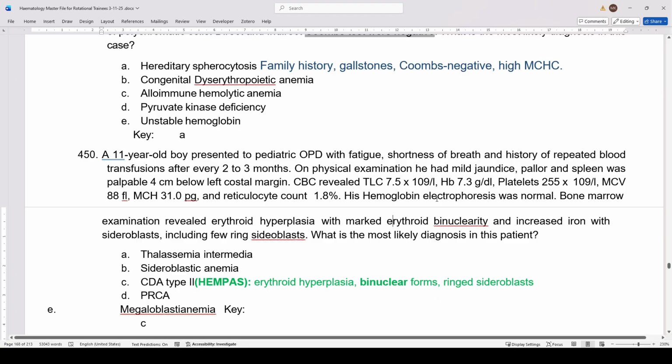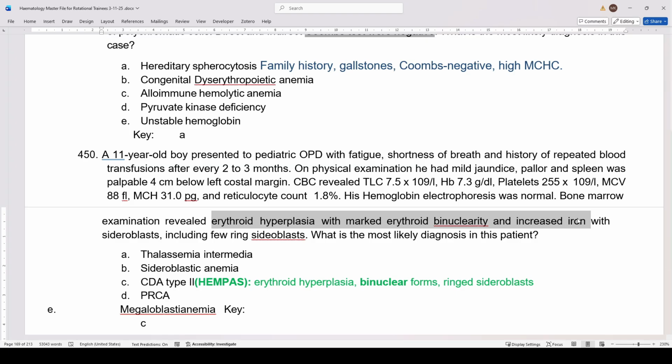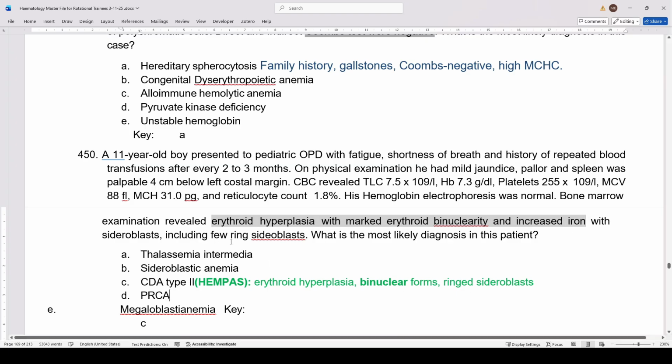So his hemoglobin electrophoresis was normal. Bone marrow examination revealed erythroid hyperplasia with marked erythroid binuclearity and increased iron with sideroblasts, and few are ring sideroblasts. What is the most likely diagnosis in this patient? The most likely diagnosis in this patient is CDA type 2.